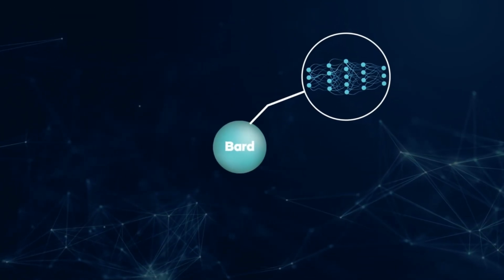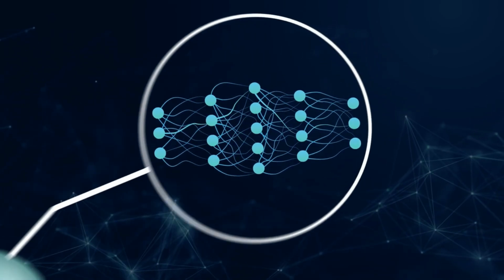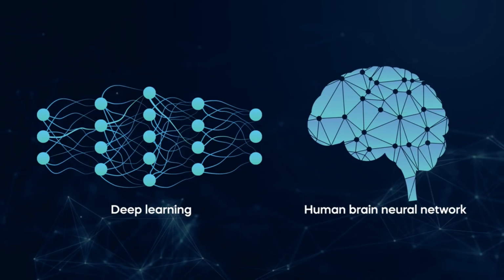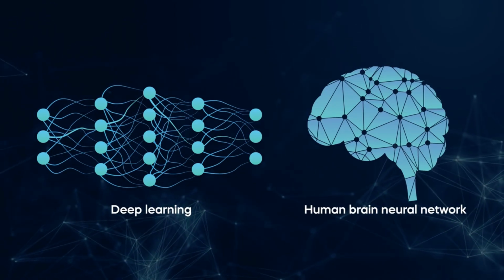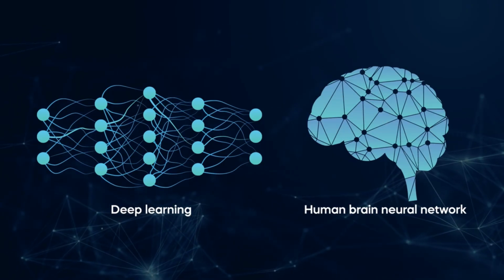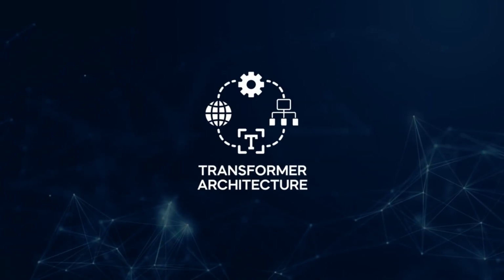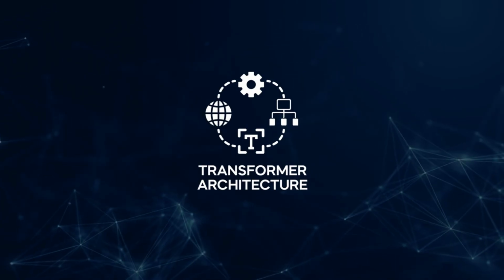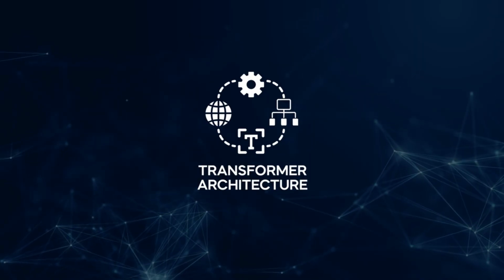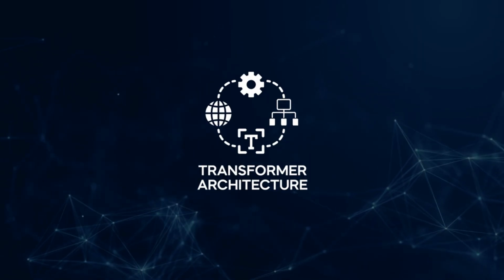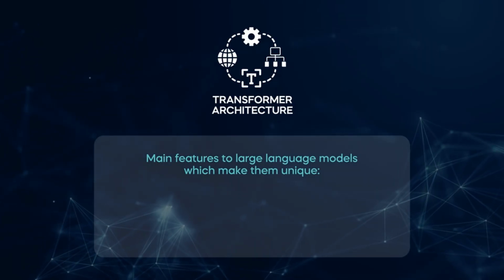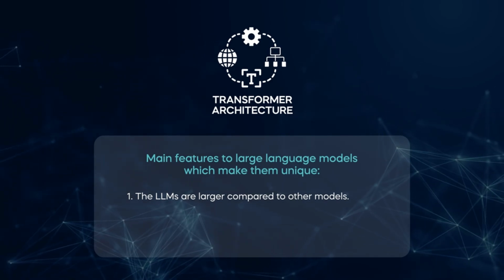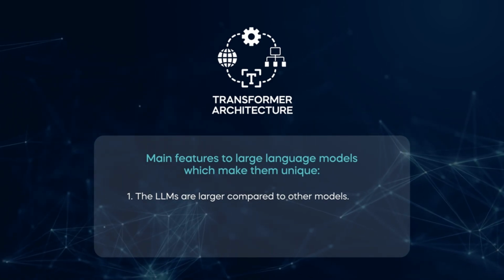At the heart of these large language models lies deep learning, a subset of machine learning that mimics the human brain's neural networks. However, what really led to the massive innovations we see today is a type of model architecture known as a transformer. This is a novel way a machine can learn the complexities of language, and transformers are the reason the models we see today have such amazing results. There are 3 main features to a large language model which makes them unique. The first aspect, as you might have guessed by the name, is that large language models are, well, large.